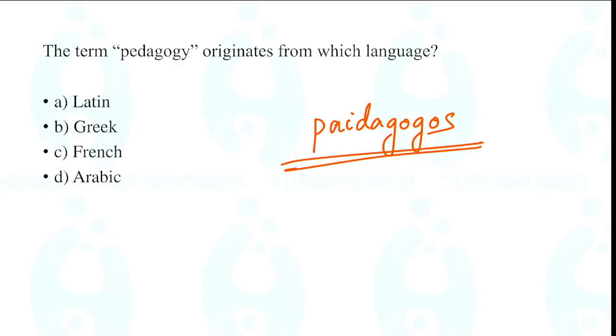The term pedagogy originates from which language? Latin, Greek, French, and Arabic. Okay. It was already taught to you that it has been derived from pedagogos, right? Pedagogos, the slaves, meaning a person who leads a child. And this is basically a Greek word. Okay, it is a Greek word.